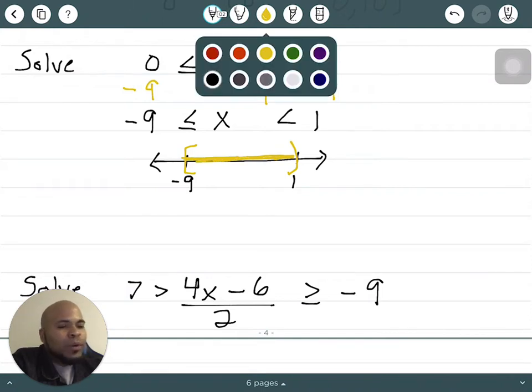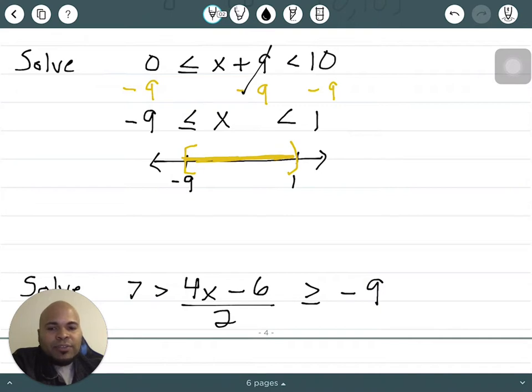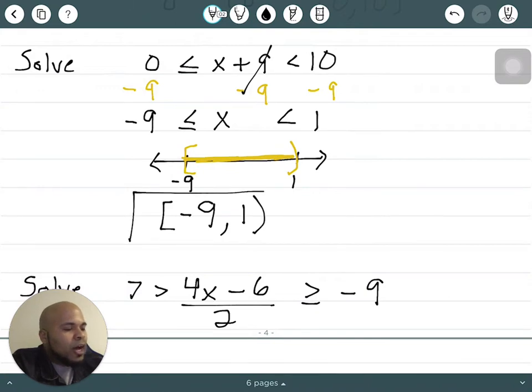If I was going to write this in interval notation, then I'm going to have the bracket, negative 9, because it's included, comma, 1 with a parenthesis, because parentheses means not included. And that will be my interval. All right, let's solve the next one.